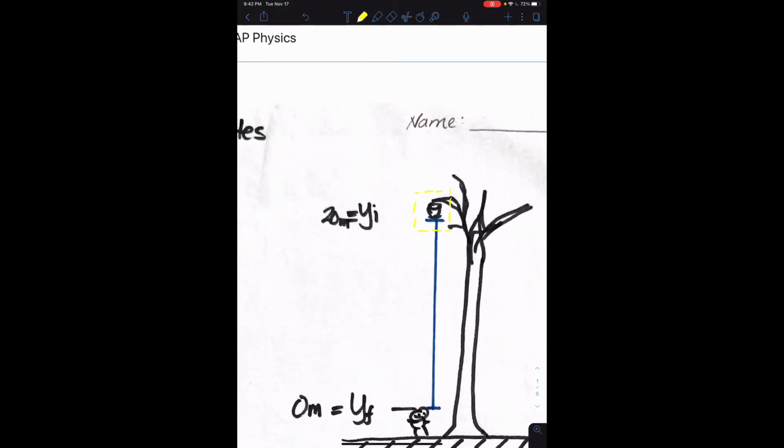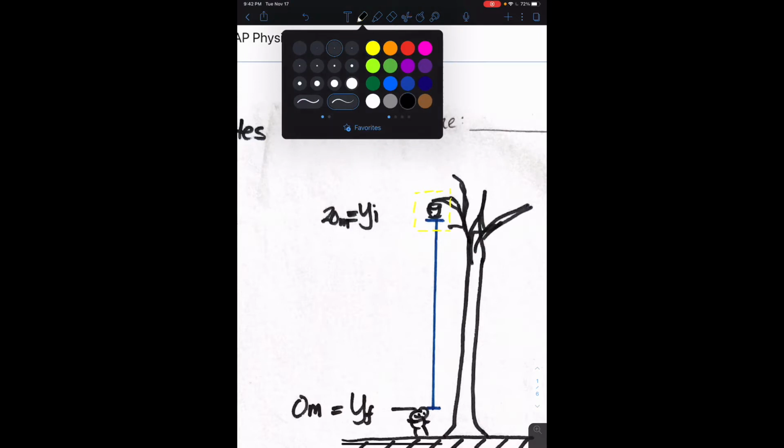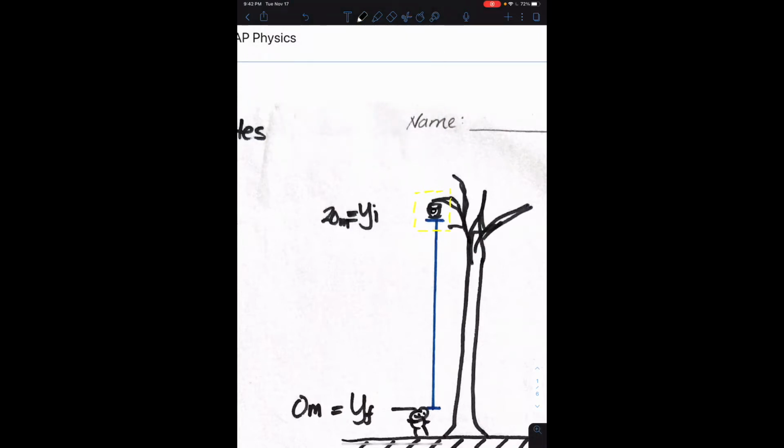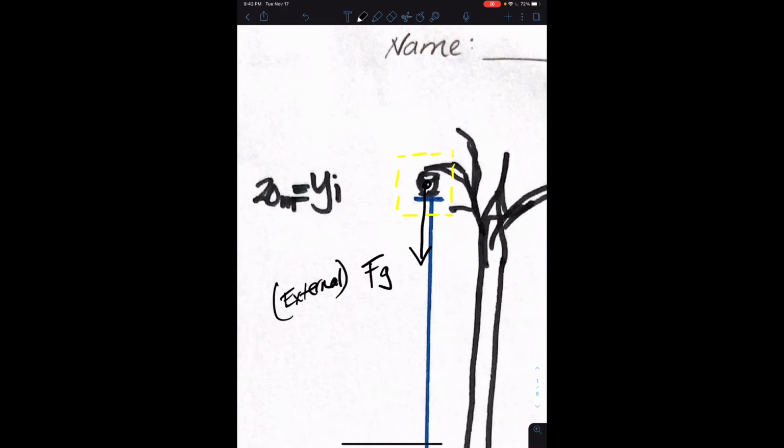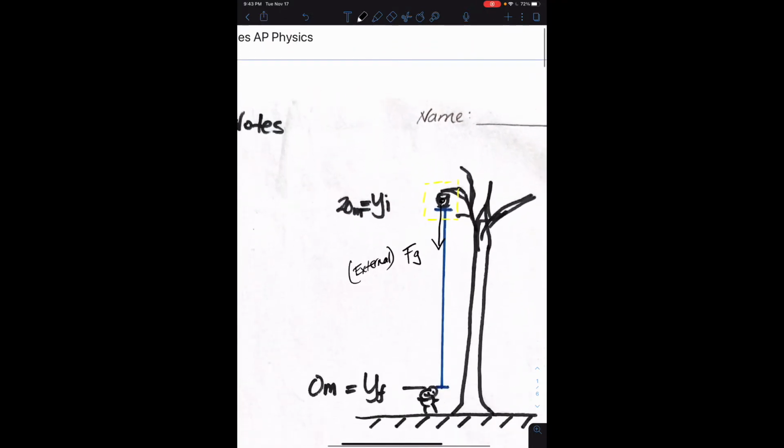This means that when the acorn alone is the system, the force on the acorn, which we know as the force of gravity, is an external force. We're assuming that the acorn's already left the tree. So the Earth is not in the system. If the Earth is part of the system, then gravity is internal. So we are considering the Earth outside the system, so therefore force gravity is external.